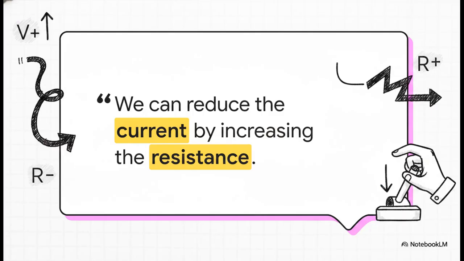This quote right here perfectly summarizes the absolute control you now have. We can increase the current by increasing the voltage or reducing the resistance. We can reduce the current by increasing the resistance. It's beautiful in its simplicity. You are now the master of the electrons. You dictate exactly how much flow happens by manipulating these simple, predictable levers.